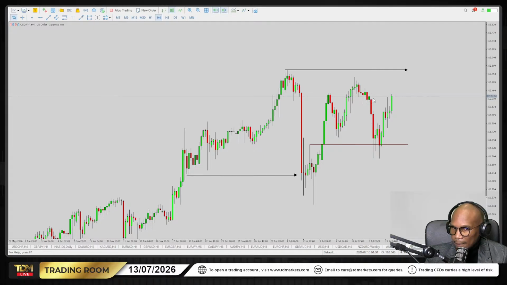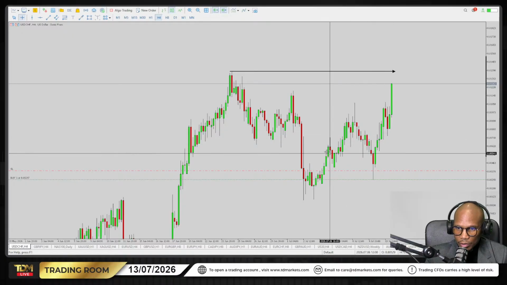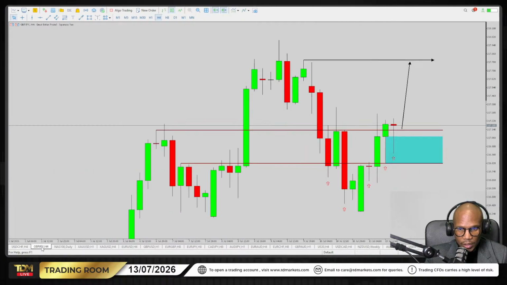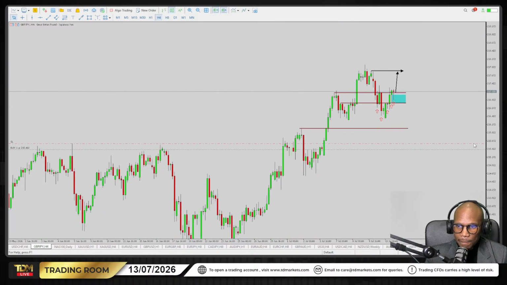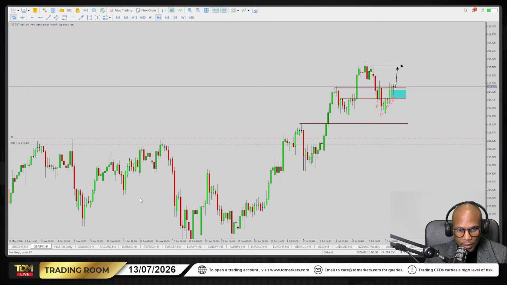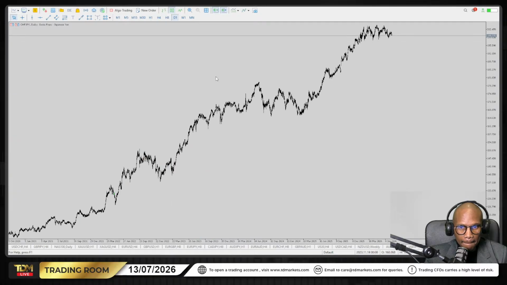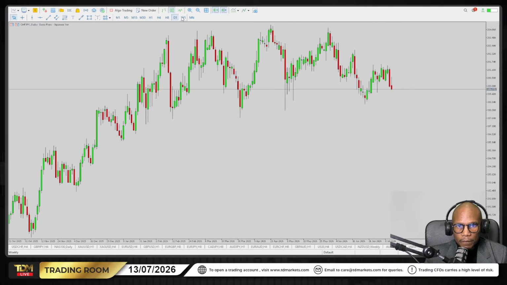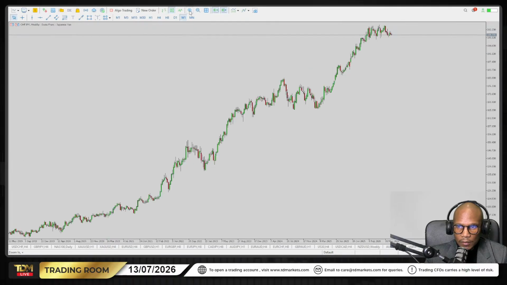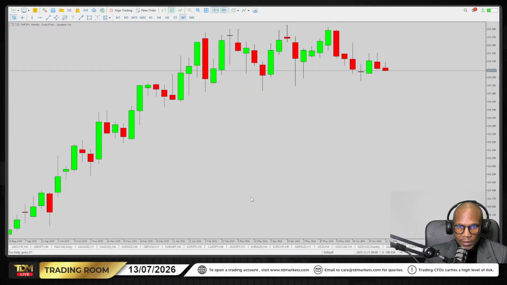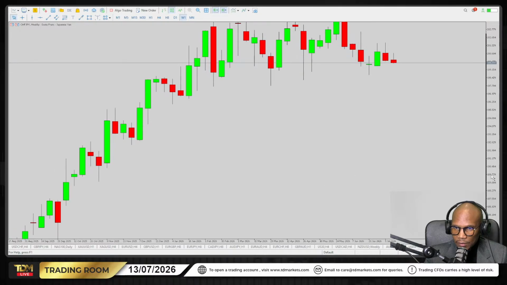That's a long hold. Yeah, that's a swing trade. GBP JPY, a swing trade as well. All right. CHF JPY, let's see. Let's see what's happening here. Yeah, CHF JPY is in no man's land.